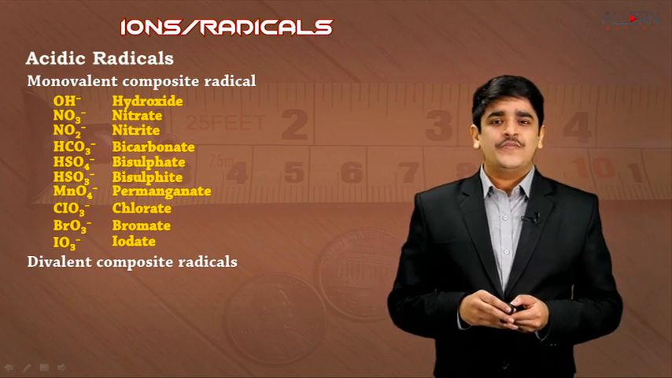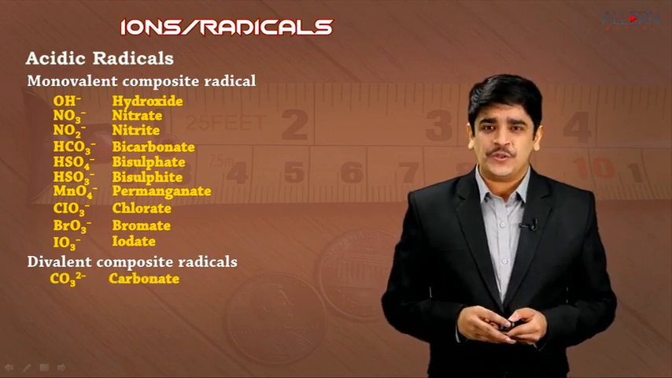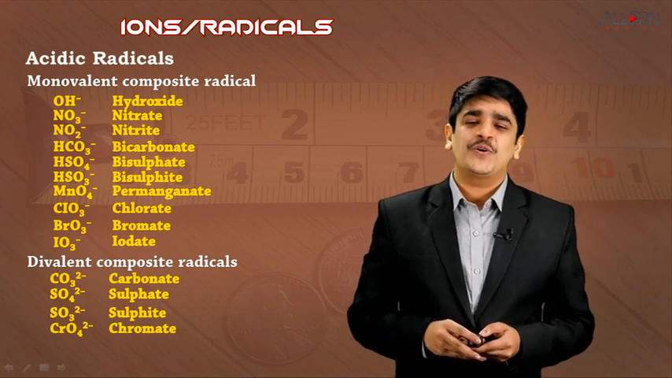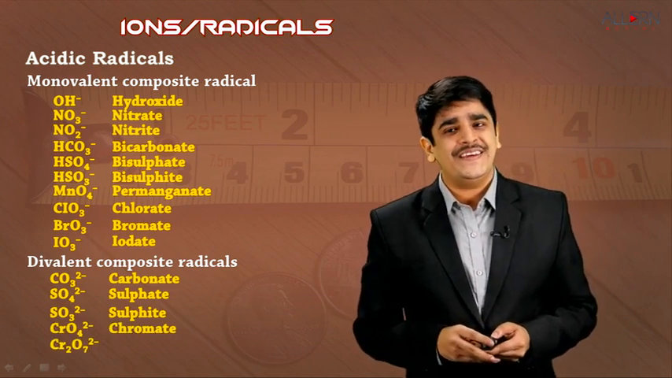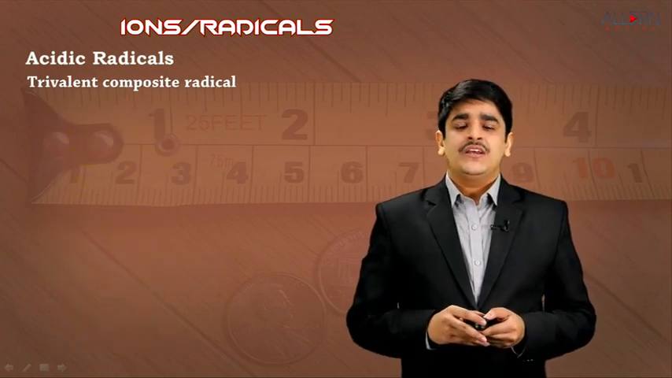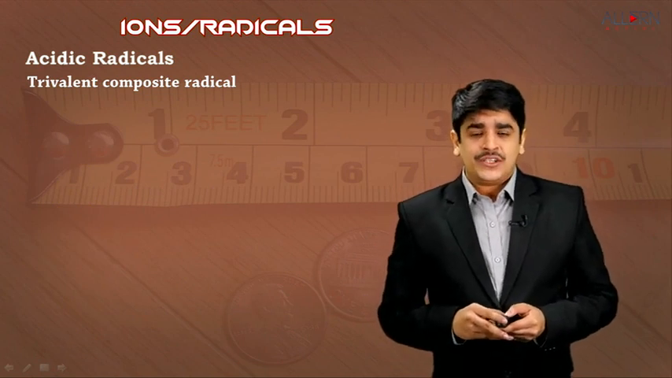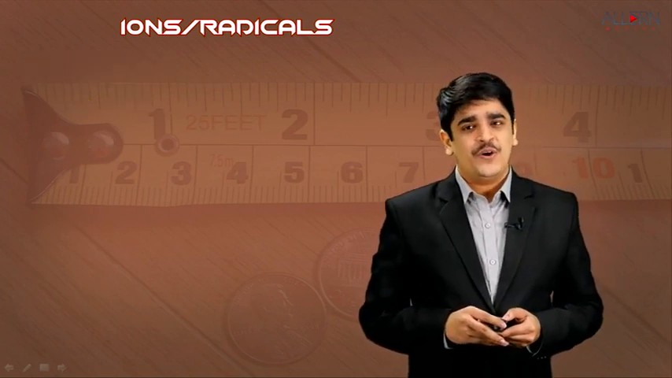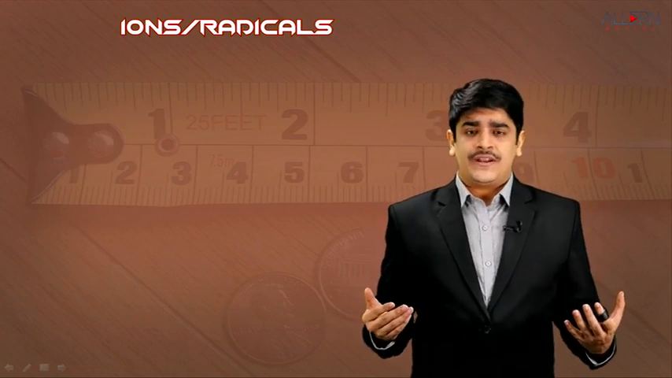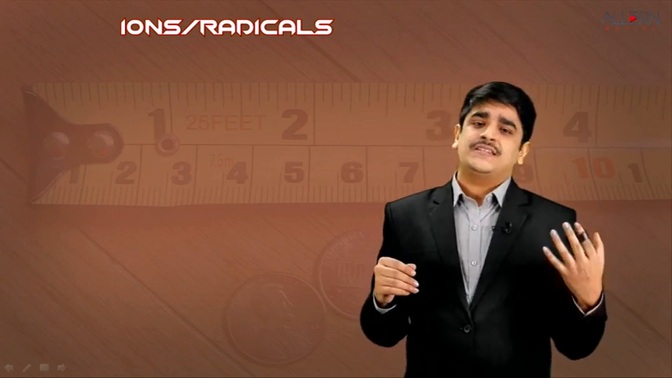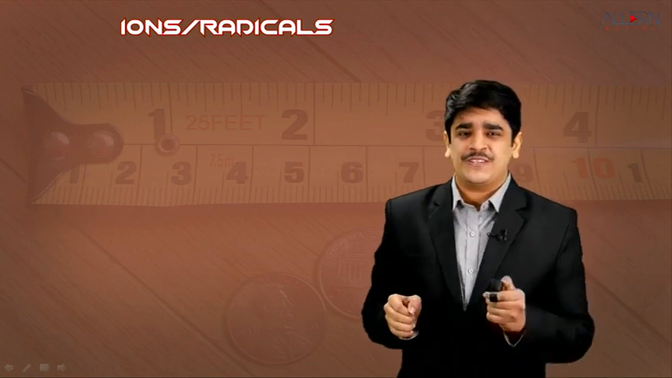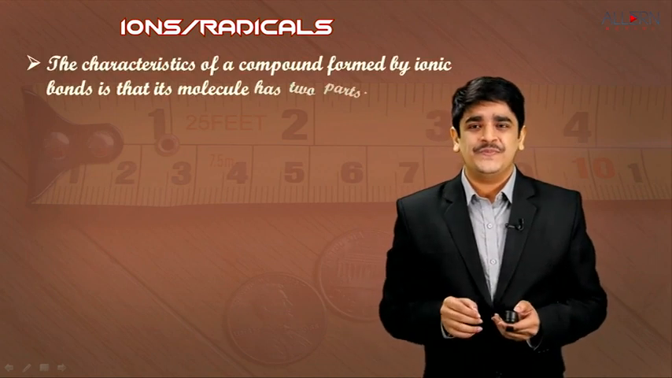Divalent, who do we have? Carbonate CO3 2-, sulfate SO4 2-, sulfite SO3 2-, chromate CrO4 2-, and finally dichromate Cr2O7 2-. Okay. Acidic radicals, trivalent, relatively few, phosphate PO4 3-, that's it. Now all of the positive radicals, all of the negative radicals, all of the basic radicals, all of the acidic radicals to be written once till you are absolutely perfect. And I've already told you the reason for that. I hope you remember.